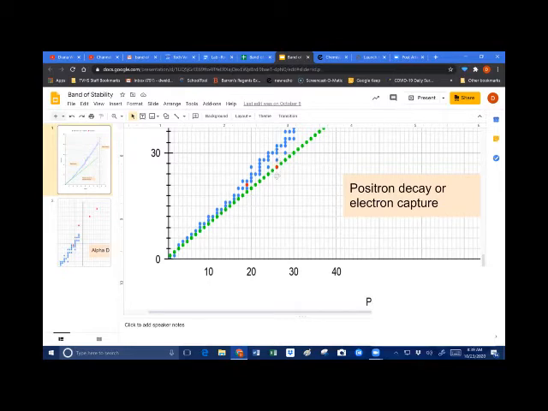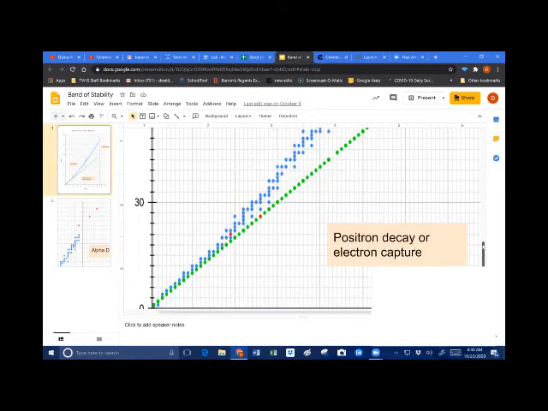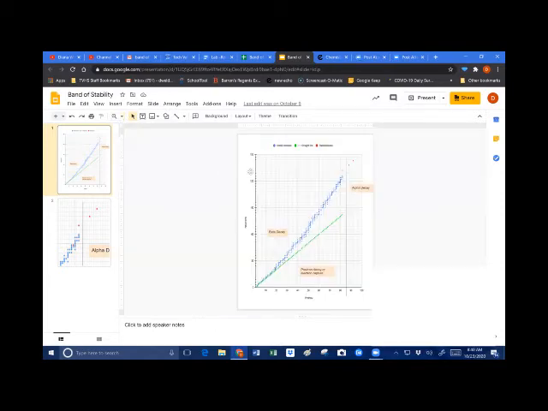So the red dot, what kind of decay would that isotope have? Well, it has fewer neutrons than the stable isotopes do. Therefore, positron decay. Okay. And if I had a radioisotope up here with more neutrons than the stable isotopes, then it would be beta decay. All right, so I can zoom in and use the graph if I want.